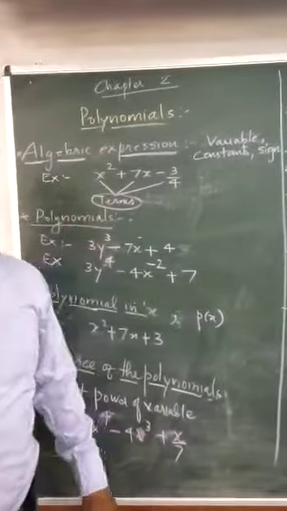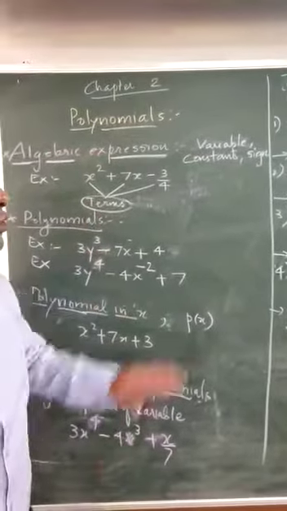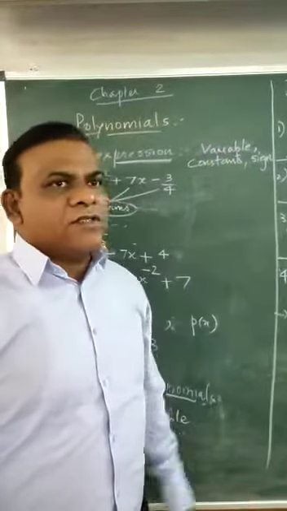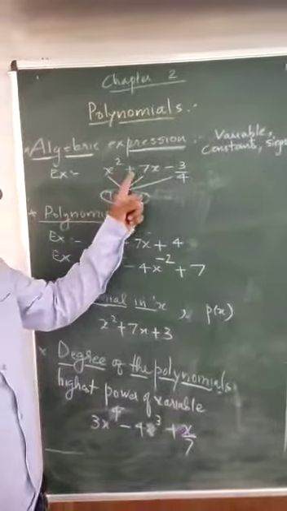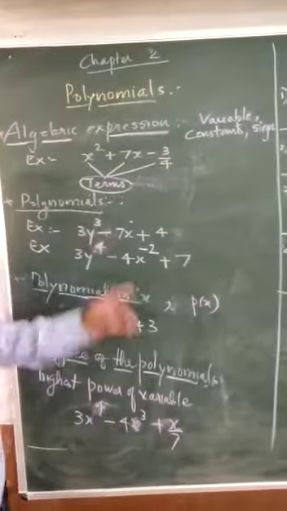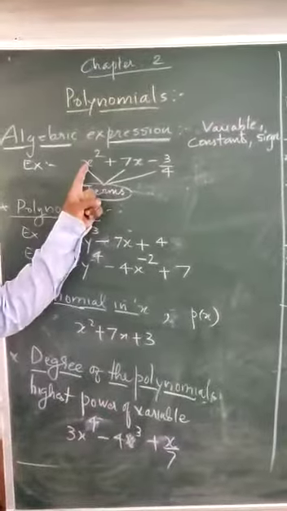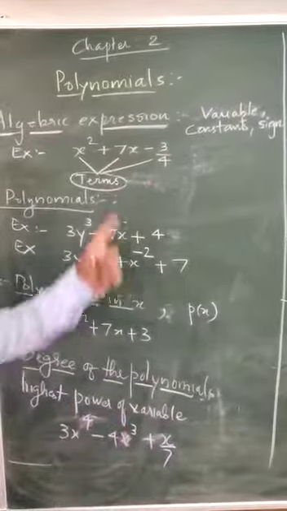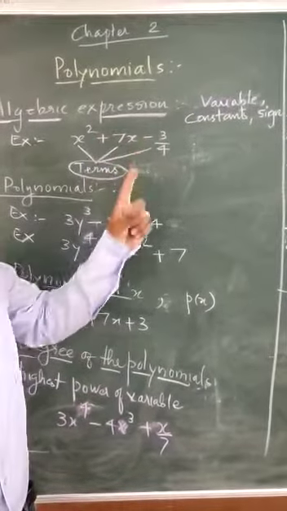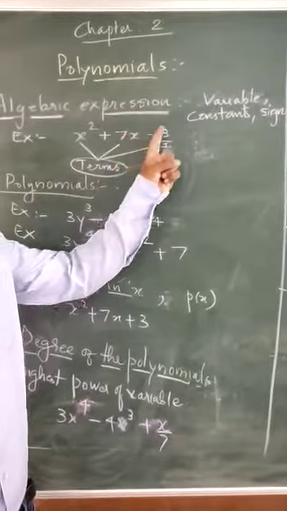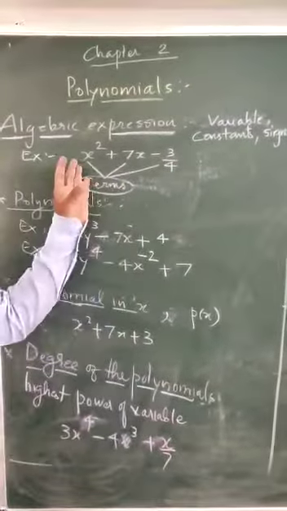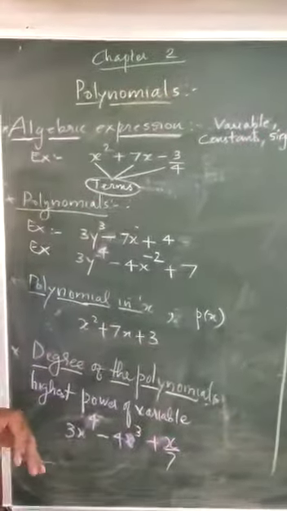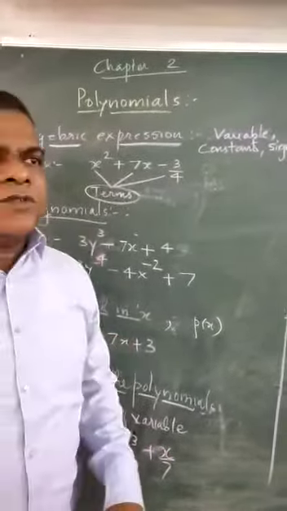Algebraic expressions. Algebraic expressions are those expressions which are made from variables, constants and some mathematical signs. For example, x square plus 7x minus 3 by 4. In this expression we can see we have the variable x, we have the constants minus 3 by 4 and 7, and we can see there are two mathematical signs, plus and minus, and one mathematical sign of multiplication and division. So such type of expression which contains variable, constants and mathematical signs are called algebraic expressions.